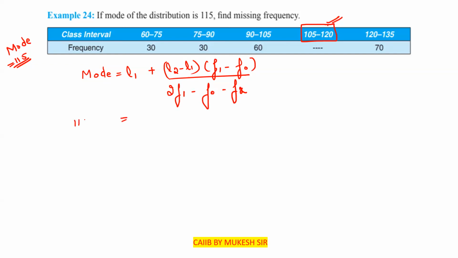Mode here is 115, assuming the missing frequency is X or A. L1 is 105, L2 minus L1 is 15 here. Put in that 15. F1 minus F0, F1 is X, so X minus 60, upon 2X minus 60 minus 70. So when you solve this question, you will get the answer.